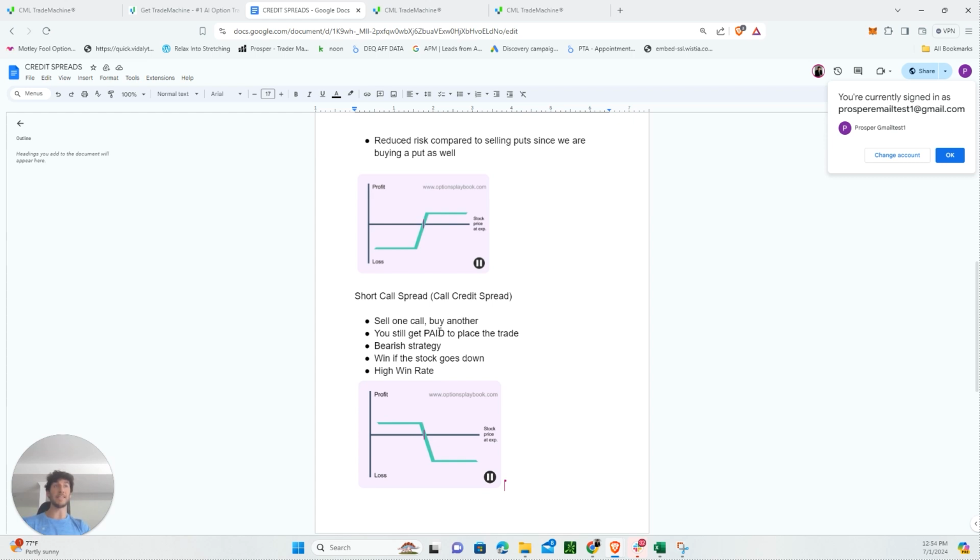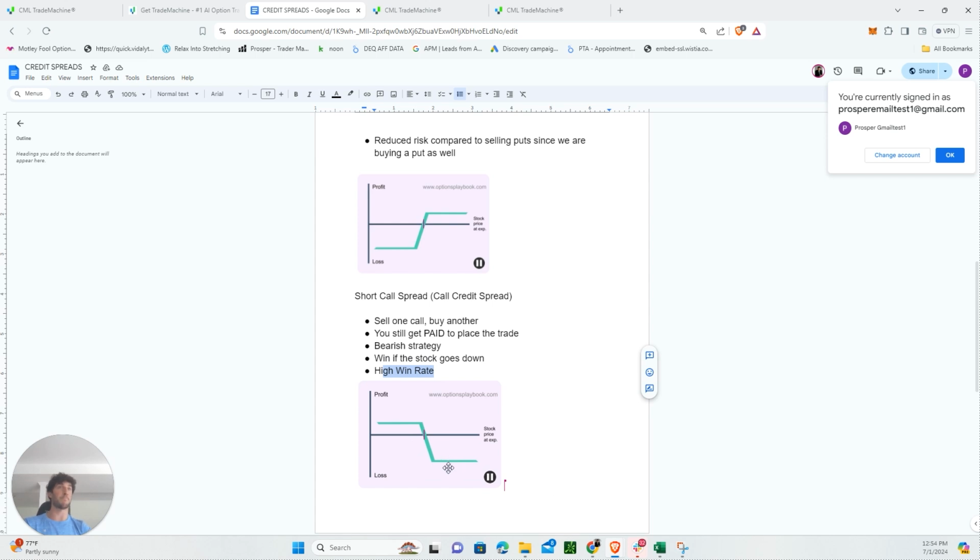You're still getting paid to place that trade, but this one's a bearish strategy, so you win if the stock goes down, and it still has a high win rate for you, right? So same kind of idea here, where let's say you sell a call spread at a certain strike price. If the stock is below that at expiration, you basically get to keep your money. If not, you have a certain amount of downside.